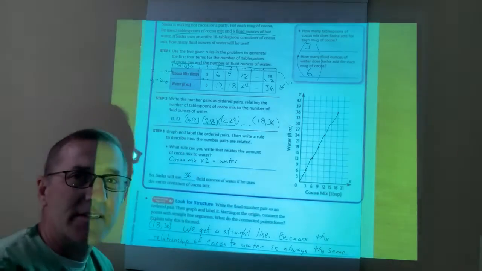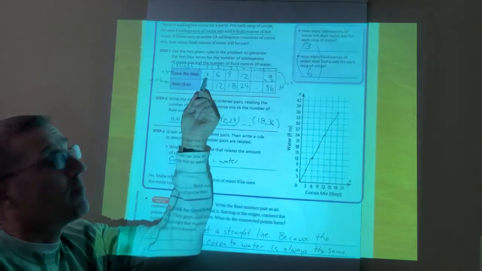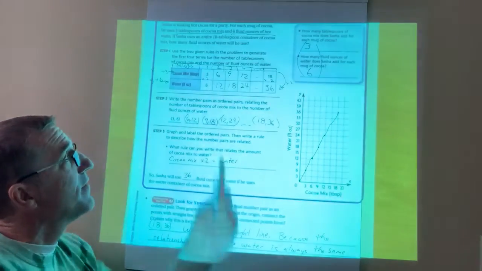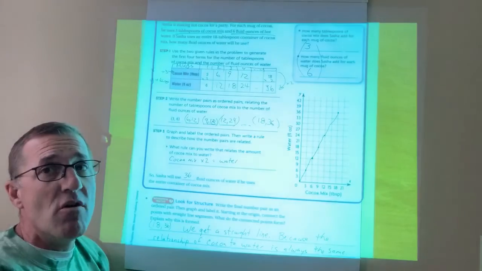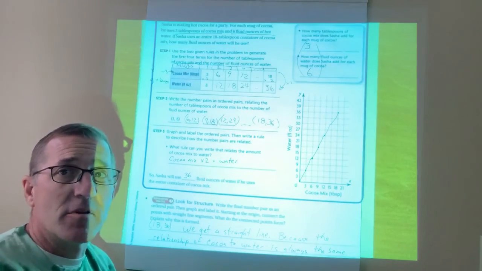All right, that's page 1. We're just going to do a couple more of these. It's pretty easy, right? Fill in my number patterns, find my relationship, what is my rule, and then I plot my points. Simple as that. All right, come back for the next page.